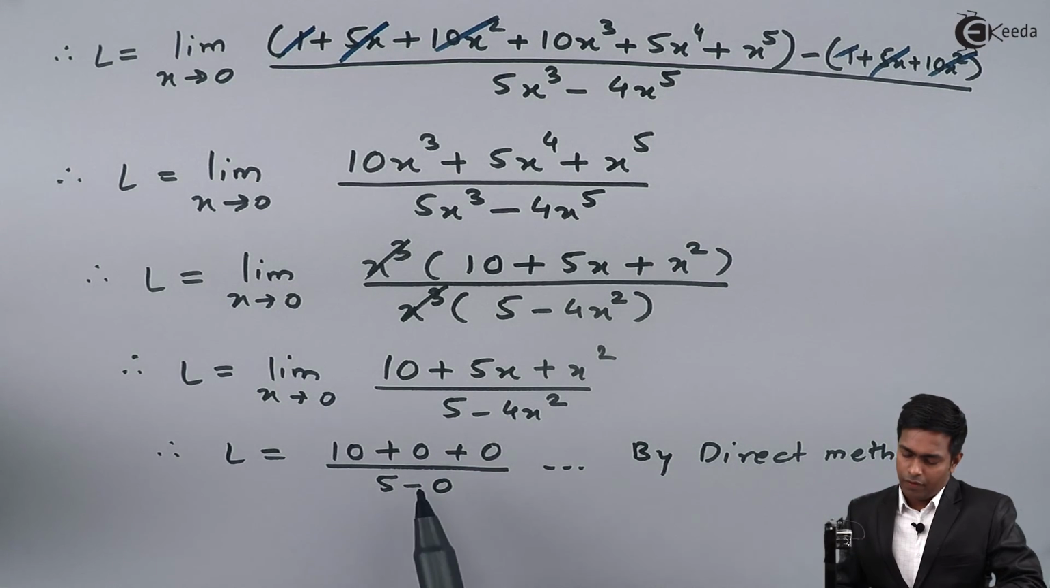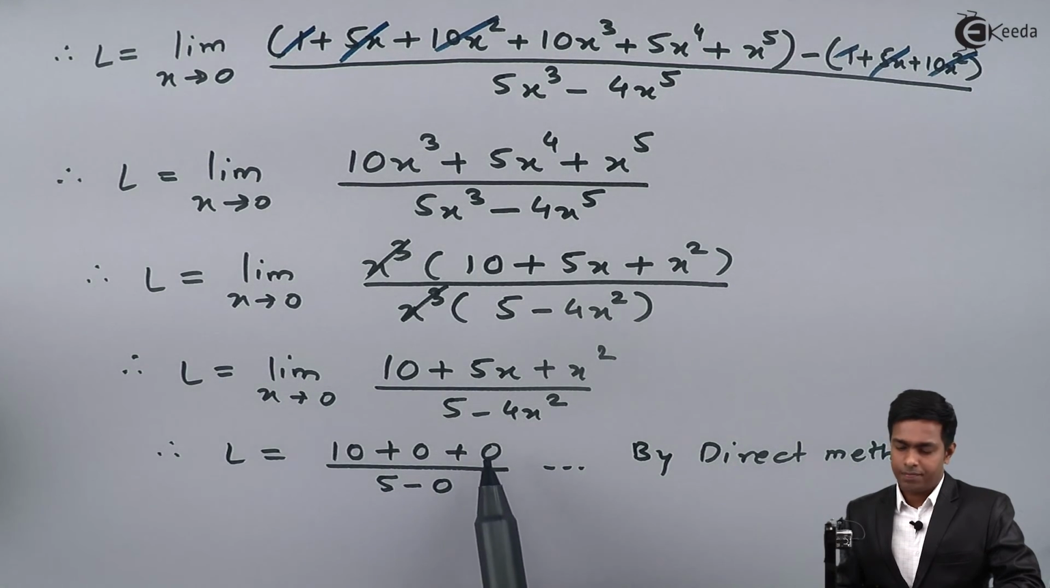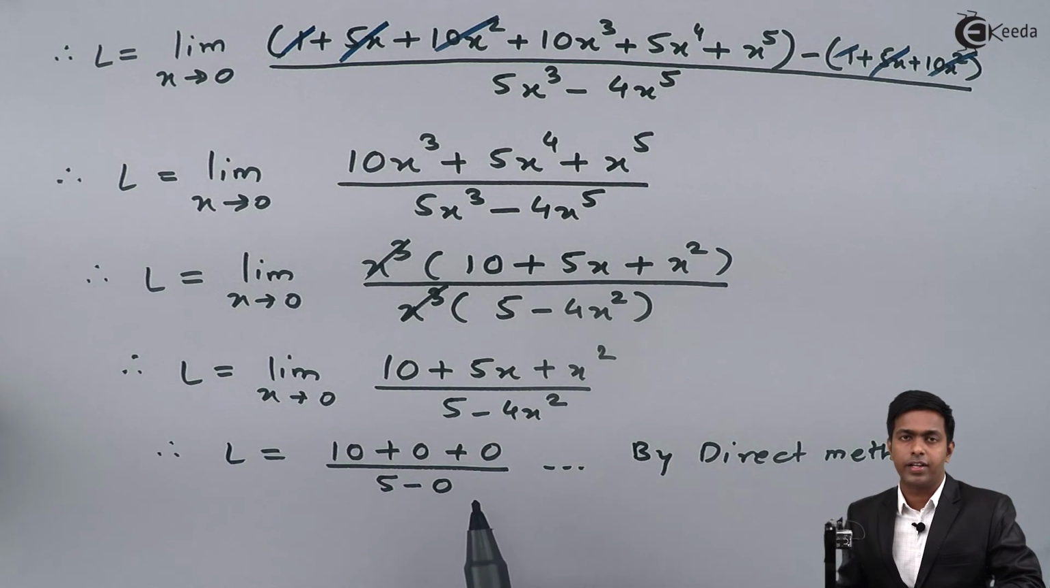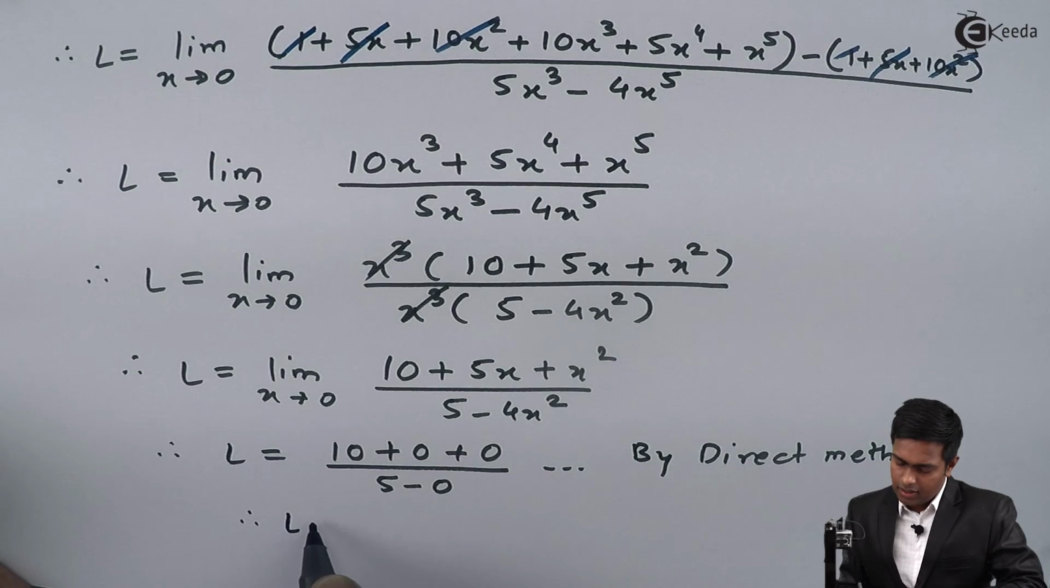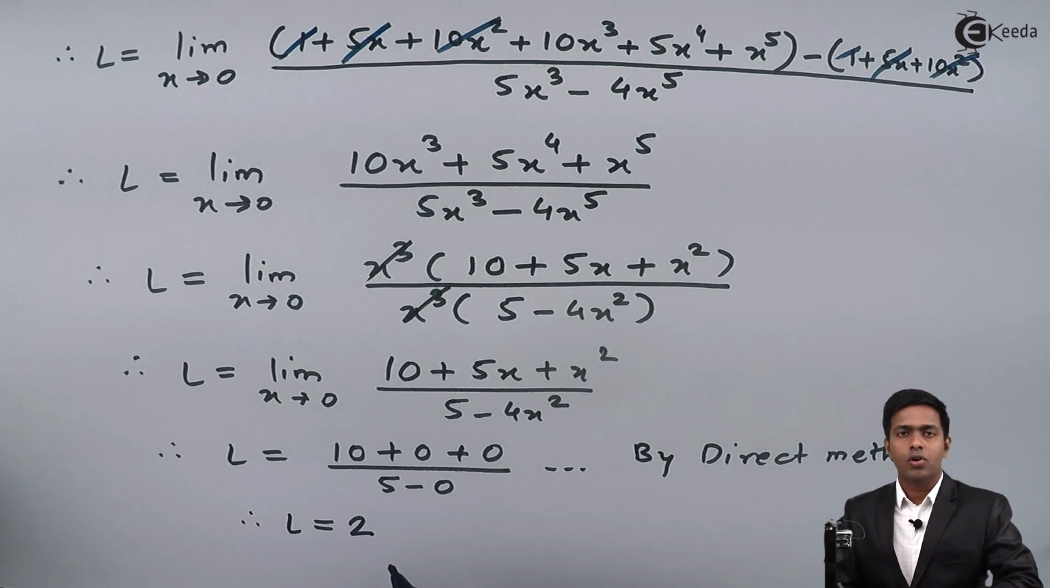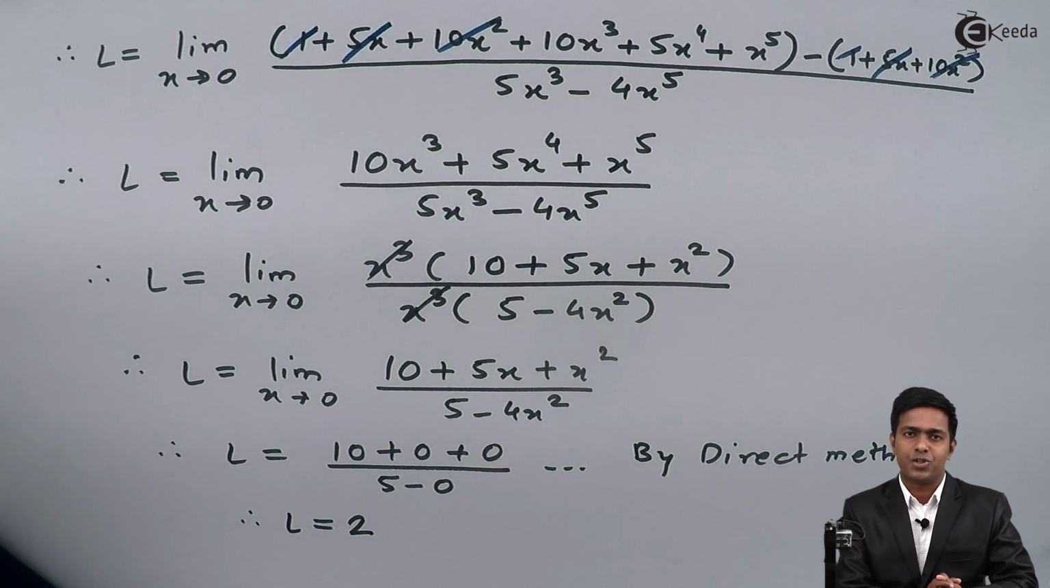So here we have 10 in the numerator and 5 minus 0, that is 5 in the denominator, and 10 upon 5, that is L is equal to 2. So the value of this limit is 2. Thank you.